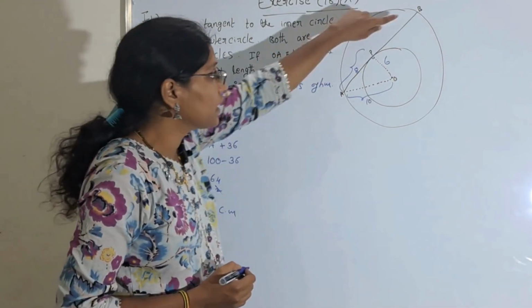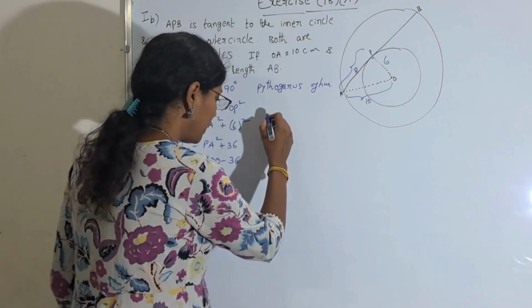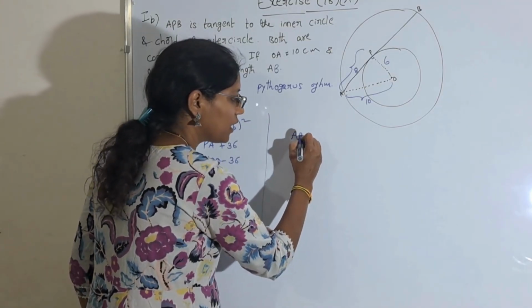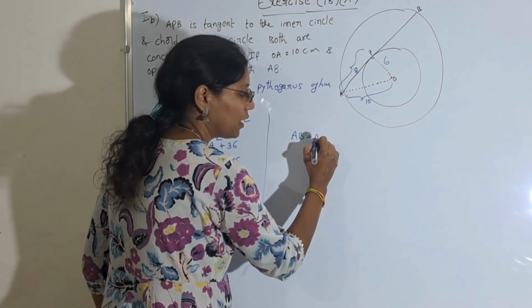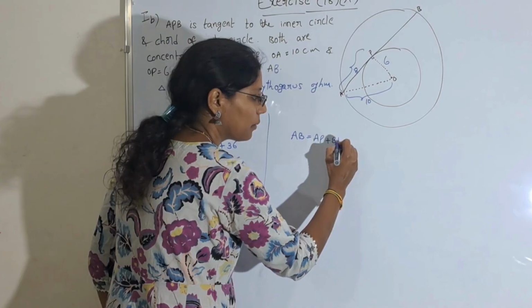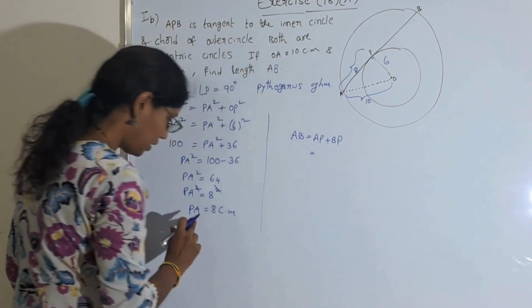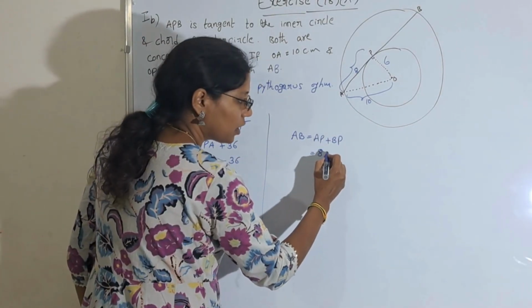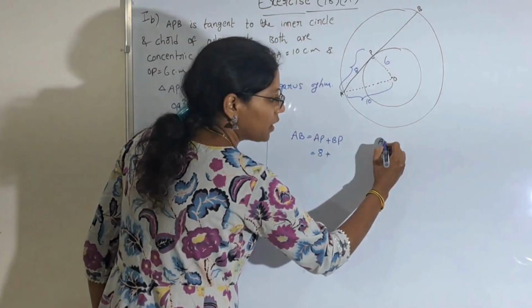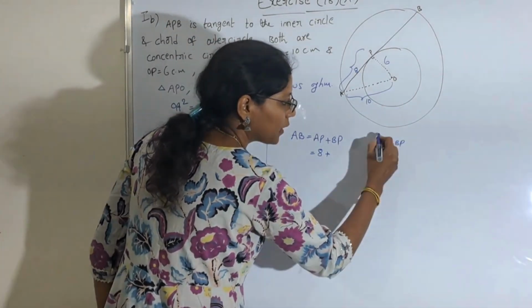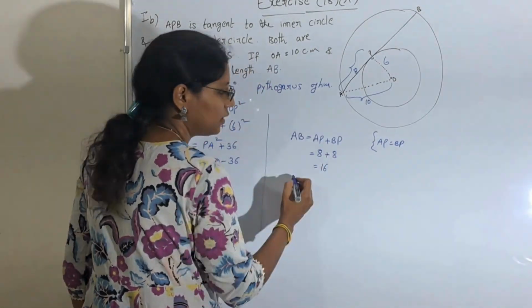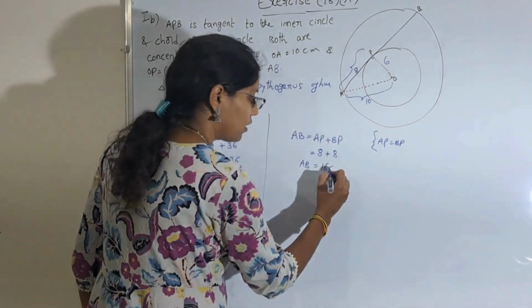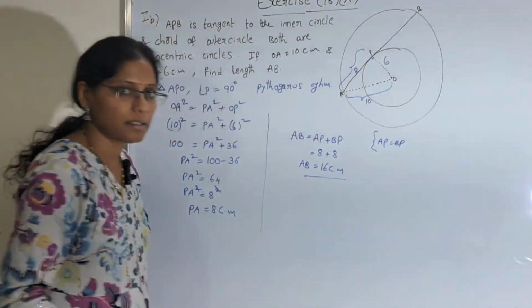But we want AB. AB means how to write? AB is equal to AP plus BP. AP how much? 8 centimeters. So BP, AP is equal to BP. Here 8 centimeters. 8 plus 8, 16 centimeters. AB equal to 16 centimeters.